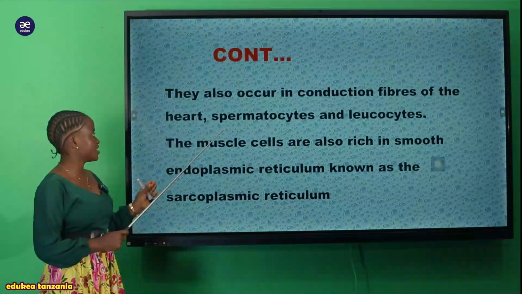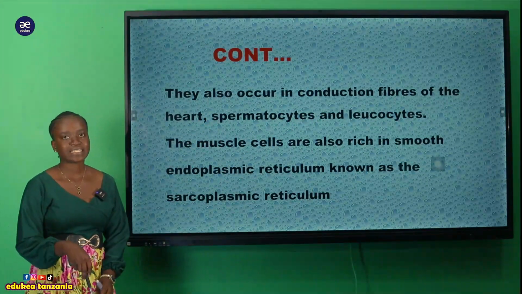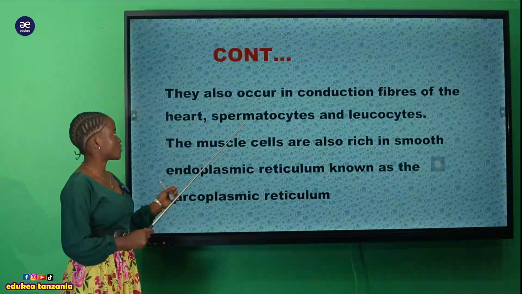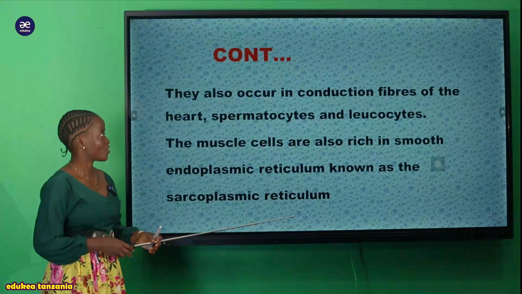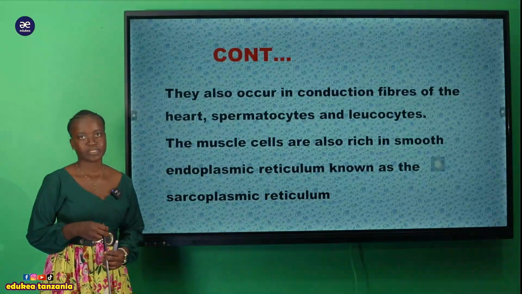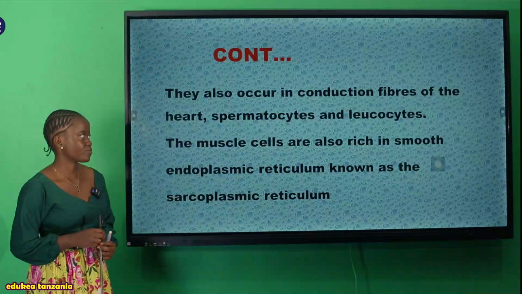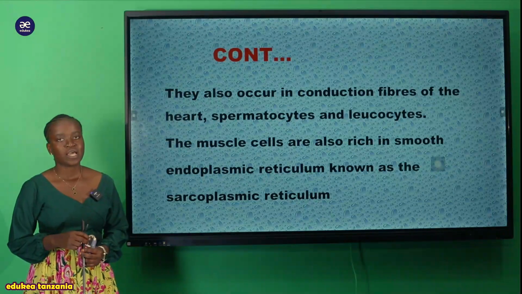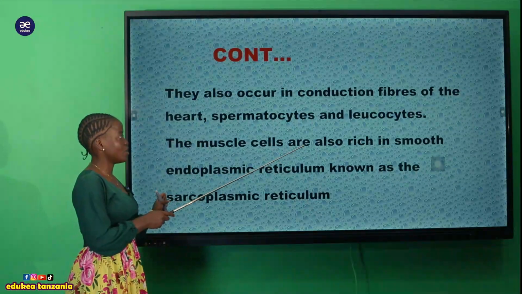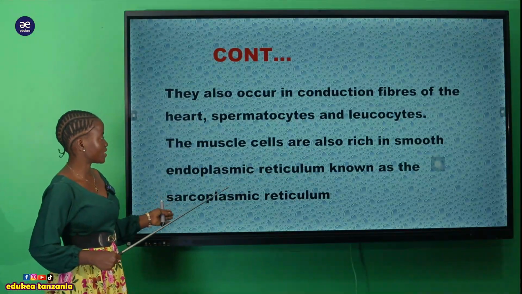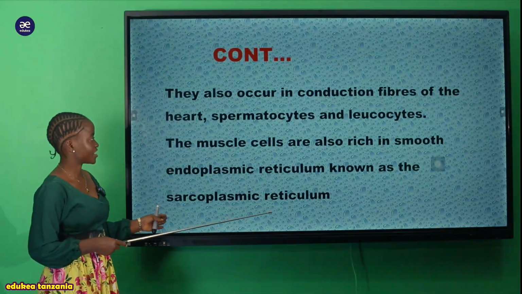But also within the conduction fibers of the heart, and also within the spermatocytes, and also within the leukocytes. The leukocytes are the white blood cells. You can find a lot of this smooth endoplasmic reticulum. So the muscle cells are also rich in smooth endoplasmic reticulum, known as sarcoplasmic reticulum.